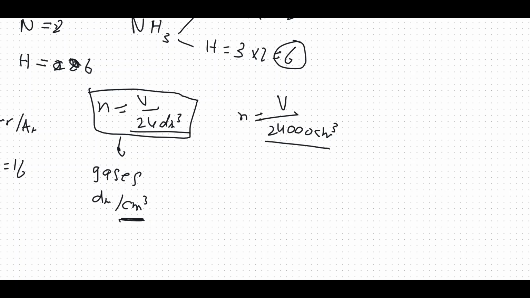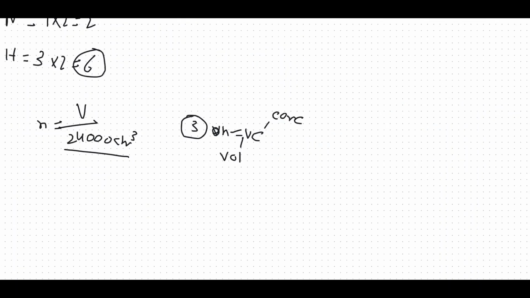And the third equation is n equals cV, where c is the concentration and V is the volume. What's the unit of concentration? It's mol dm^-3. And volume is obviously in decimeters cube. So these are the three main formulas.